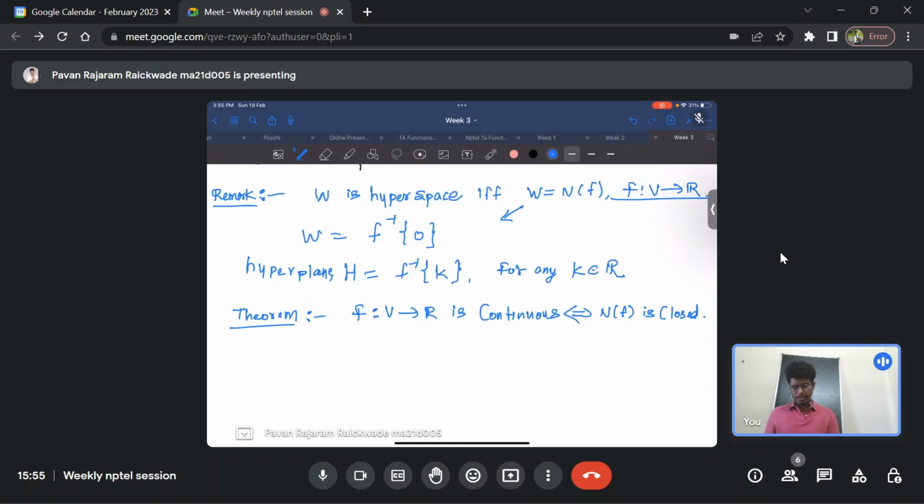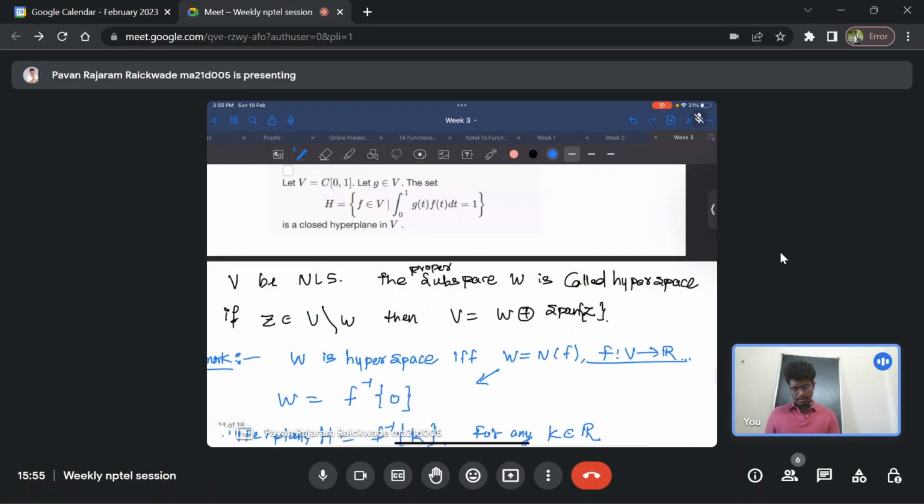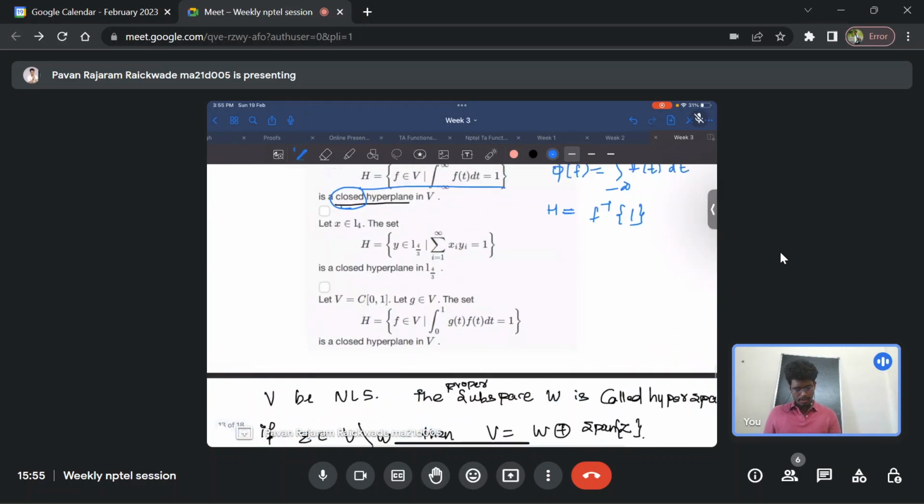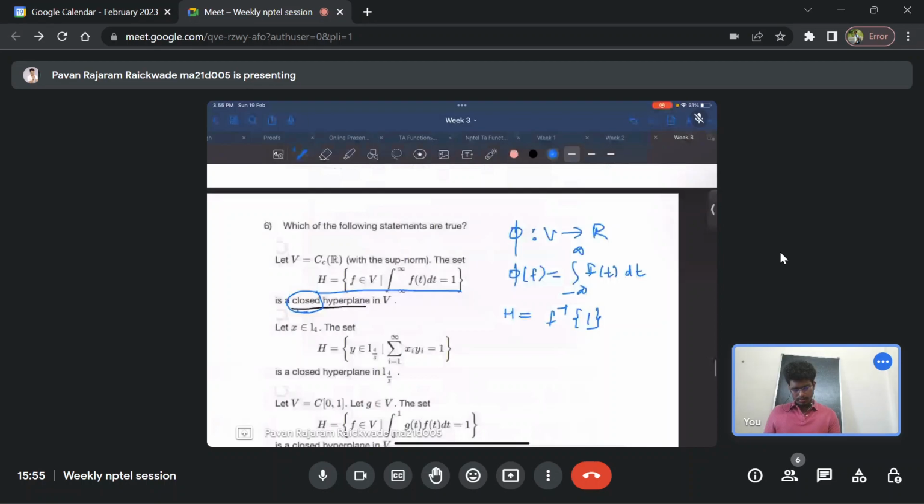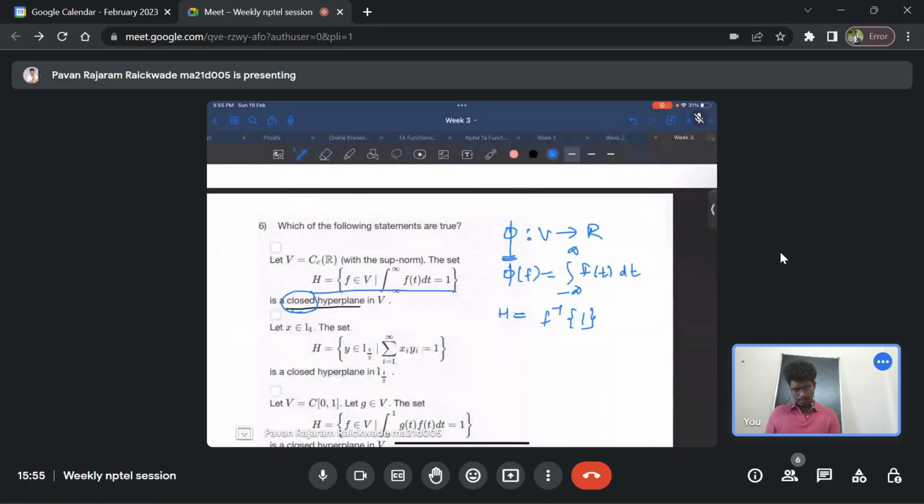This theorem is very critical. We'll use this theorem here. Since this linear function phi we have defined here, if the null space is closed, which implies the hyperspace will be closed, hence every translation, hence every hyperplane will be closed. So we'll check if the null space of this phi is closed or not.